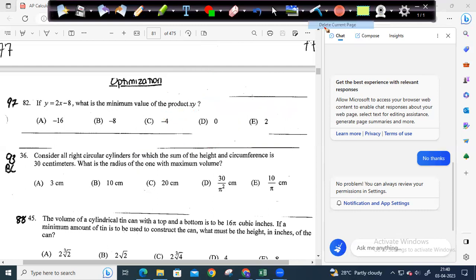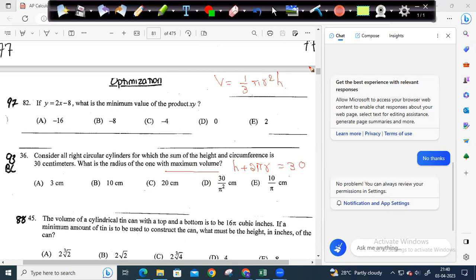Okay, those who have done very well, and those who are struggling, just see the way I'm considering all right circular cylinders for which the sum of the height and its circumference is 30 centimeters. So he clearly gives height plus circumference, 2 pi r, is how much? 30 centimeters. What is the radius of the cylinder with the maximum volume? So volume is 1/3 pi r square h. We know that.